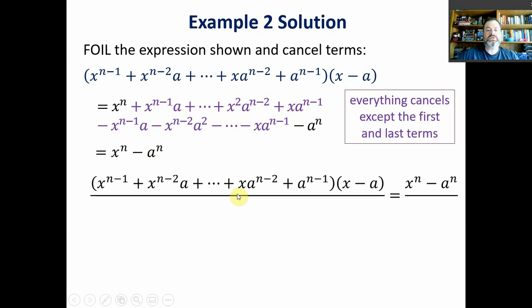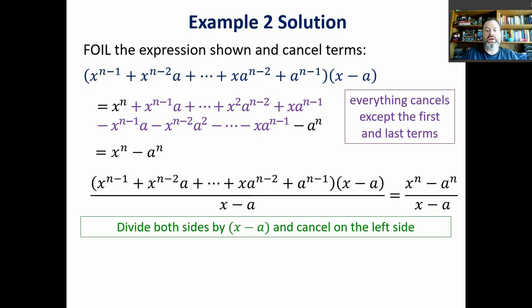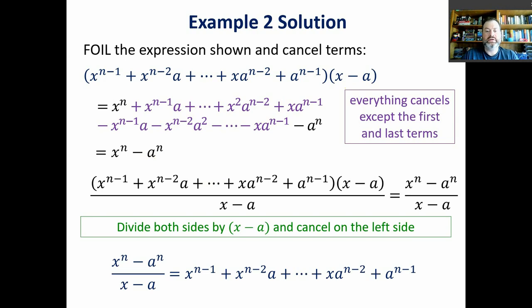So you can just write it like this, right? I just set the two things equal to each other. And now I'm going to divide by x minus a on both sides. And then I'm going to cancel the ones on the left side, and you're left with this. And this is what we were trying to prove. This is the formula that we were trying to prove in this example. So what this means is that anytime you see this expression, you can replace it with this expression. And that should look familiar, right? This should look like a derivative, right?